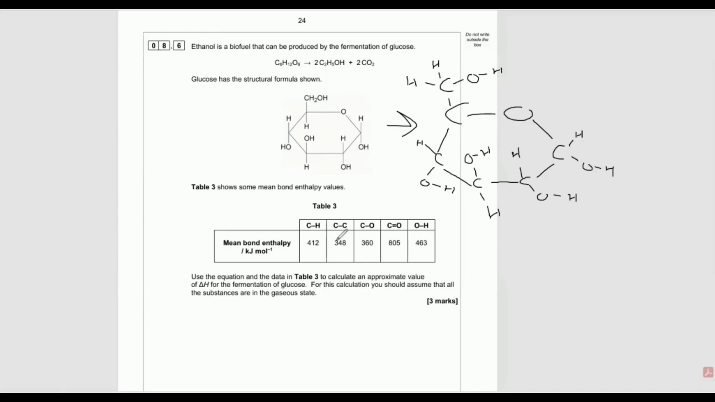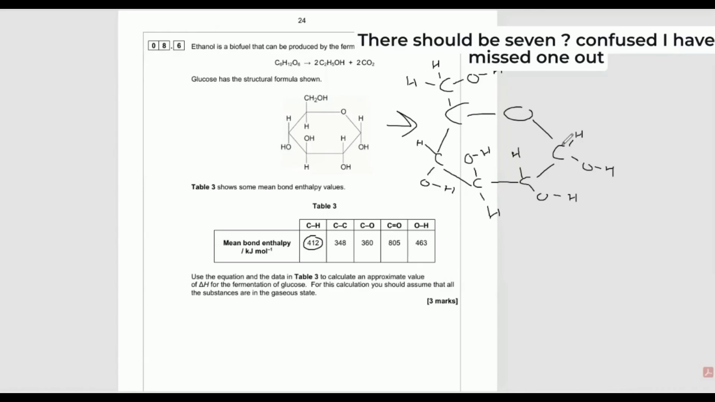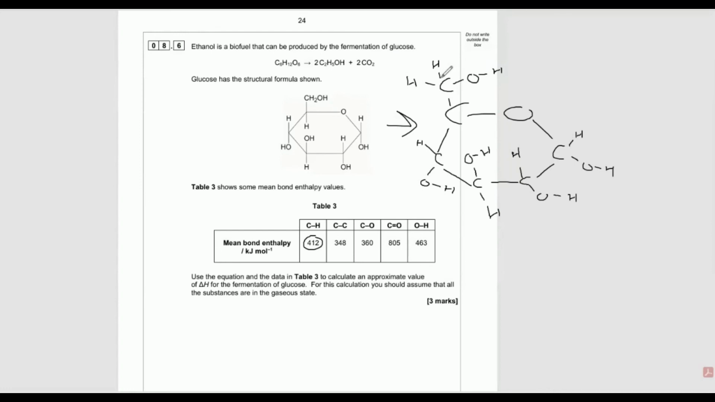Okay, that's a glucose molecule. We need to add up, first of all, how many C-H bonds there are. So I've got 1, 2, 3, 4, 5, 6. Hold on. Why have I got 7? I'm missing something. Right, so there's 1, 2, 3, 4, 5, 6, 7.